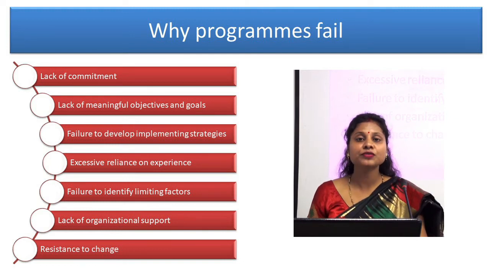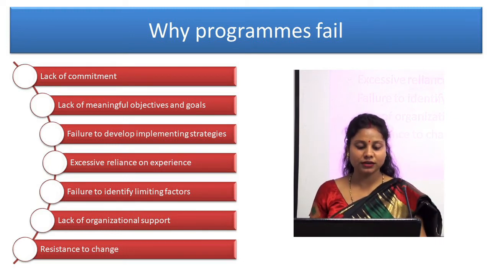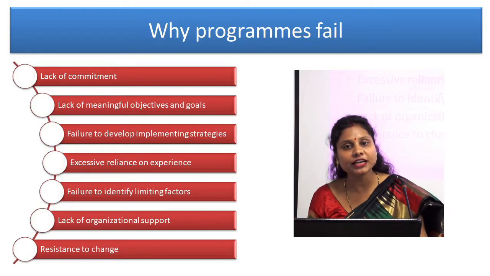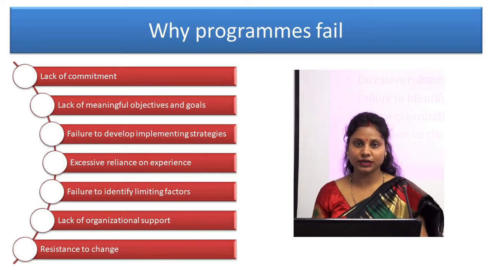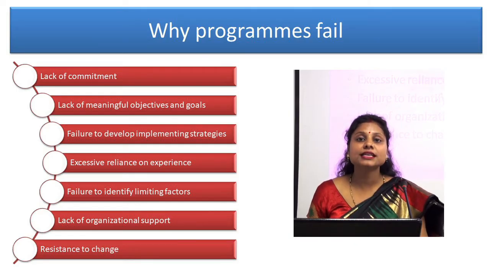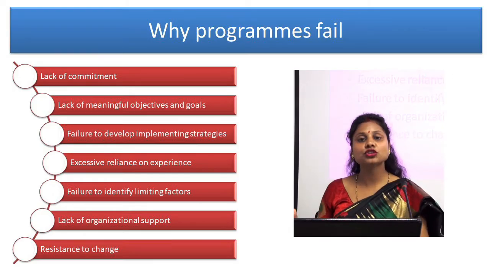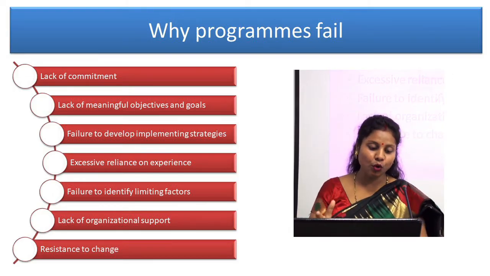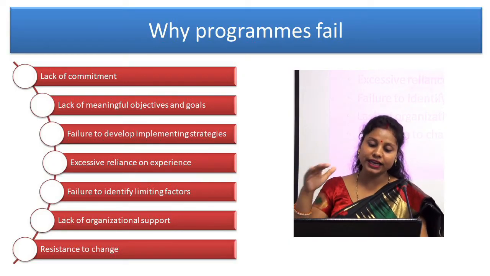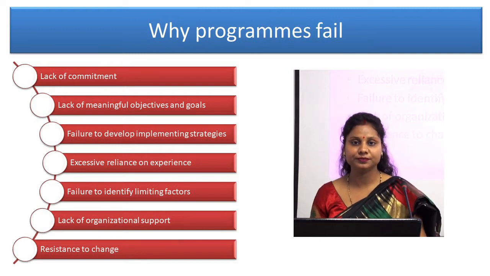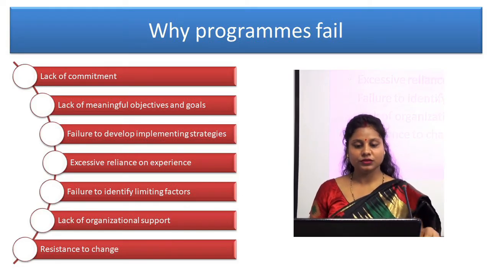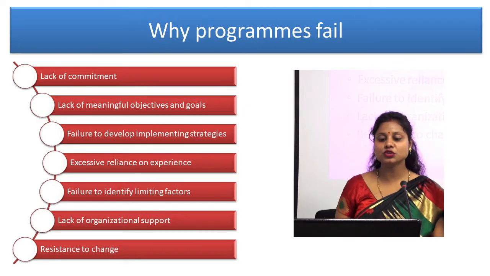The next reason being failure to identify limiting factors. In spite of everything appearing all right, there may be one or two limiting factors which may adversely affect the program. And the next reason being the lack of organizational support. Unless the extension functionaries get adequate support from the organization and have clear delegation of authority to take decisions, the program may fail. And then the next and the last reason of programs failing is the resistance to change.